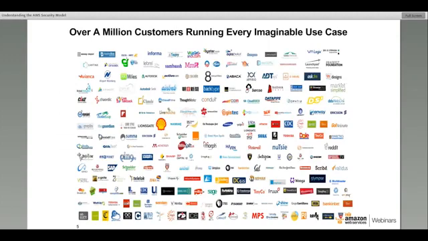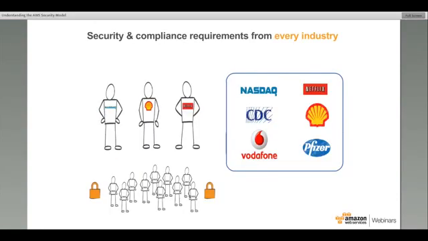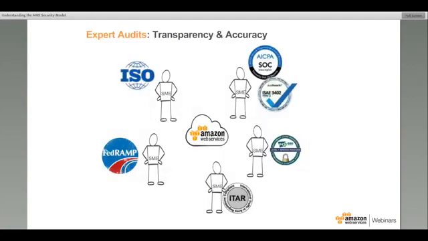So AWS has over 1 million customers running every imaginable use case you can imagine from every country. And all of them bring their own unique security requirements. So we have large enterprise customers like NASDAQ, CDC, and Shell, and others, and we have some of the smallest or newest startups. And they bring workloads from every compliance regime you can consider. And they also bring their own auditors.